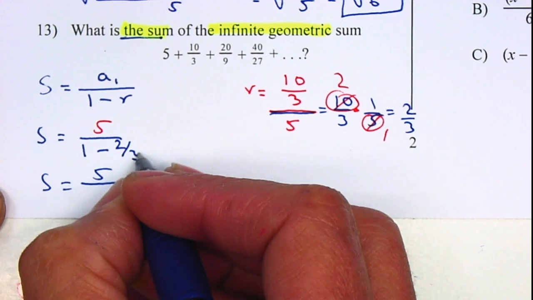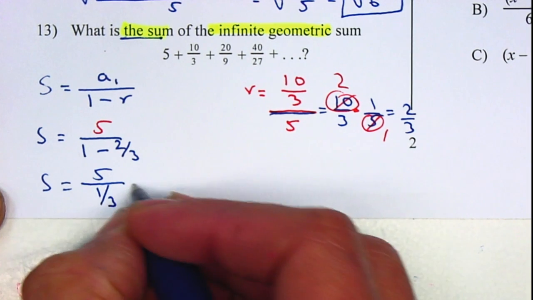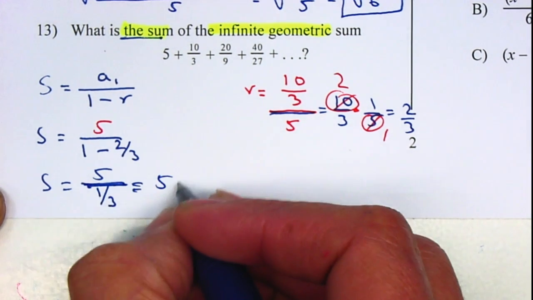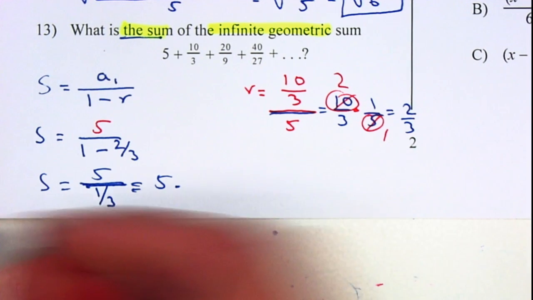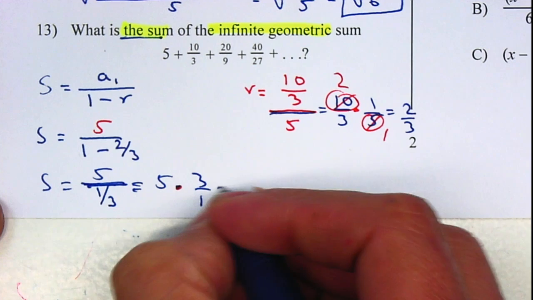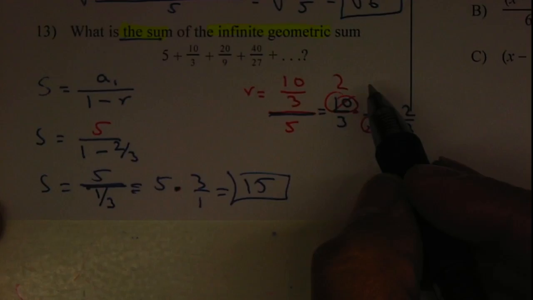Now let's go and subtract. 5 on top, 1 minus 2/3. You have a whole pizza, take out 2/3. How much do you have left? 1 over 3. I'm going to change my division to a multiplication by taking the reciprocal of the second fraction. So it'll be 3 over 1. So it's equal to 15. So if I add up all the numbers, I'm going to get closer and closer to 15 until I reach 15.